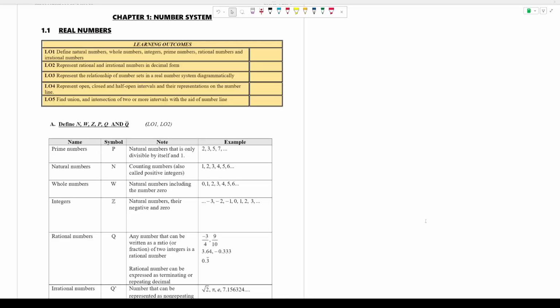Real numbers. Alright, so just 1.1, which is a very easy subtopic. Okay, so you can read the learning outcomes here.